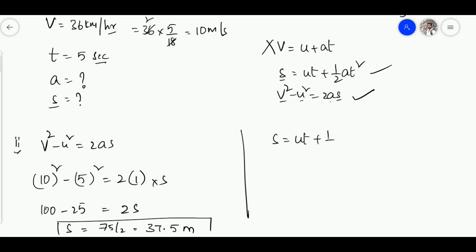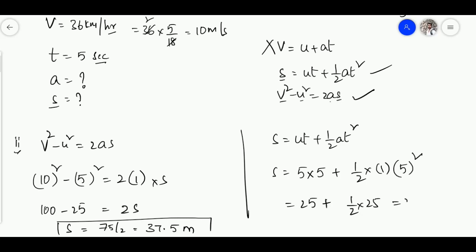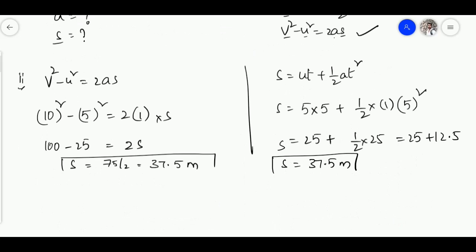So let's try with the other equation also. S is equal to ut plus half at square. U is 5 and the time taken is 5 seconds, plus half into the acceleration I got, which is 1, and the time is 5. So just plug in the values. 25 plus half into 25, that gives 25 plus 12.5. Finally S is equal to 37.5 meters. So whichever formula you pick, the answer should be the same and will be the same.